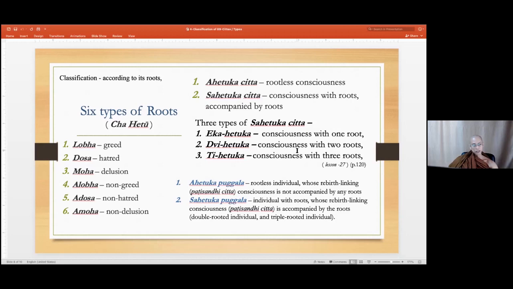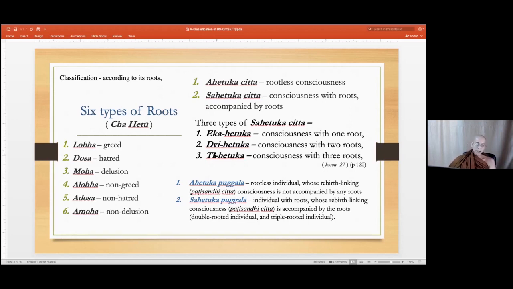If we can find 2 roots, that is called dvihetuka. So 2-rooted consciousness. And the last one, if we can find the 3 roots among the 6 mental factors, we can name that consciousness as the tihetuka consciousness. So this is the classification according to the root.